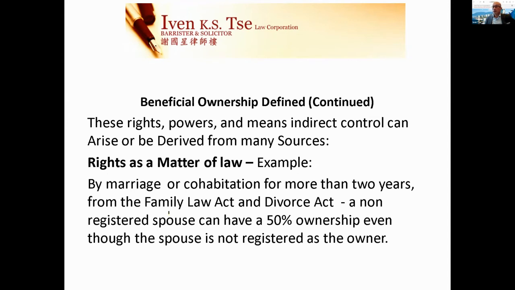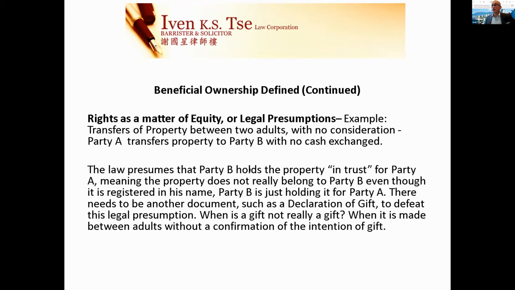Rights as a matter of law, I mentioned earlier. We had the people who can put down a Spousal Protection Act lien because they're a spouse, an owner by marriage or cohabitation for more than 2 years. The powers arise from the Family Law Act and the Divorce Act. Then you can have other ways in which those rights occur.